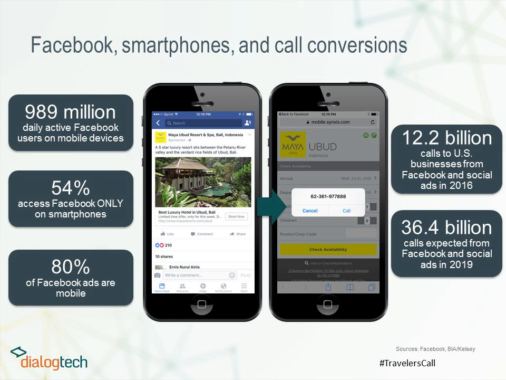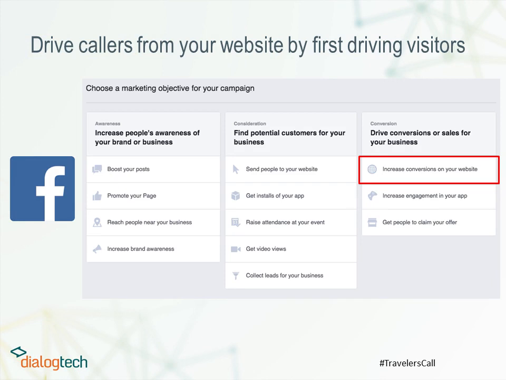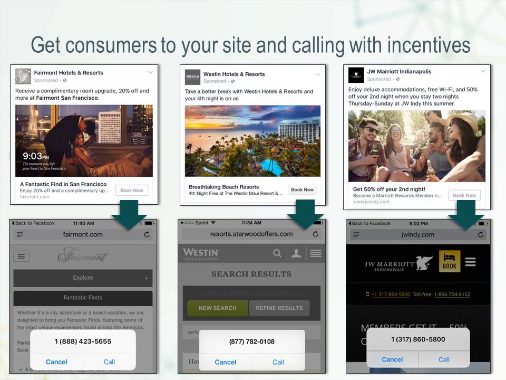And the result on the right from all this mobile ad spend are call conversions. There will be over 12 billion calls from Facebook to U.S. businesses this year, and that number is going to triple by 2019. So the number of call conversions from Facebook advertising is big already, and it's only going to rise. So how do you drive some of those call conversions and bookings from Facebook? The main way that this is happening is by getting people to click on your ad, visit your website, and then make a call.